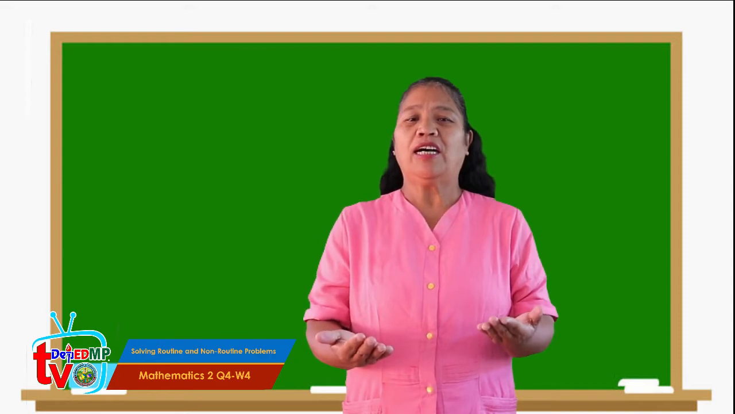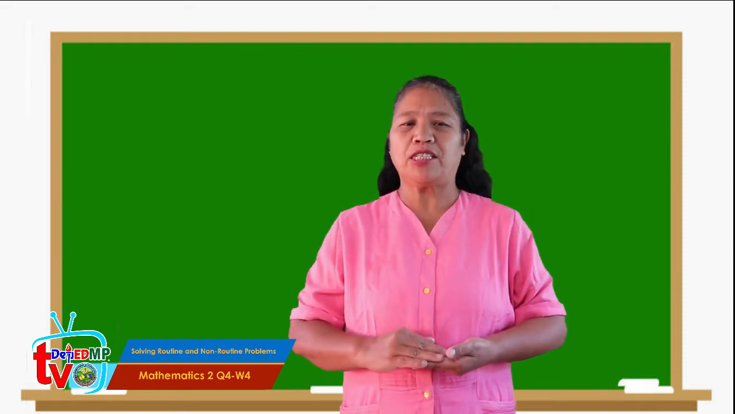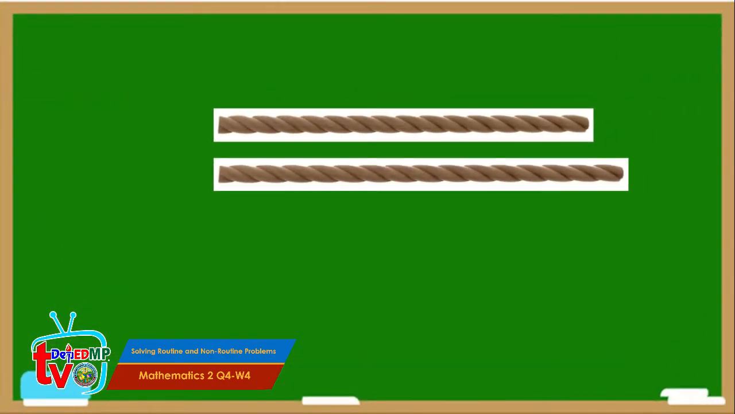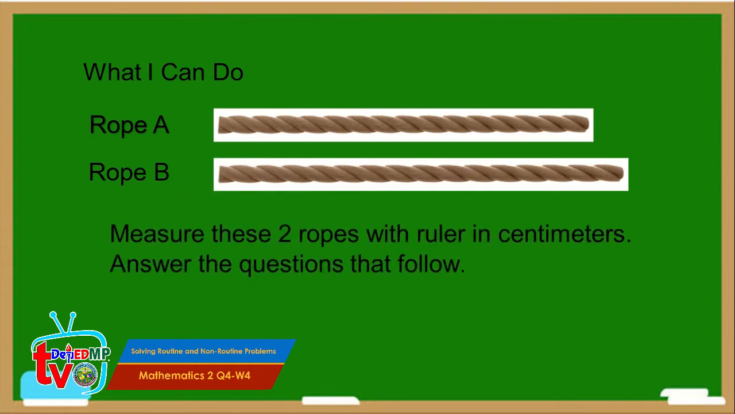Get your ruler and measure the 2 ropes in centimeters, and then answer the questions. Now, let's proceed to what I can do. Do you see these 2 ropes? They are rope A and rope B. Bring out now your ruler and measure these ropes. Measure these 2 ropes with a ruler in centimeters and then answer the questions that follow.